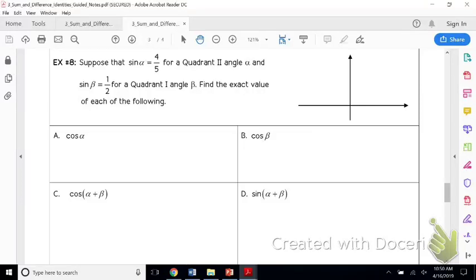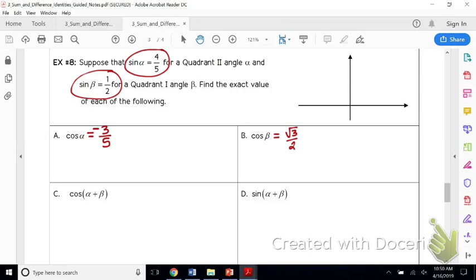All right, so on example 8, we'd already started it, and we said they gave us the sine of alpha was 4/5, and for A, we found that cosine of alpha was equal to negative 3/5. And then they told me sine of beta was 1/2, and we found cosine of beta was equal to square root of 3/2. All right, and I did that because we're going to need that for D, which is where we're at.